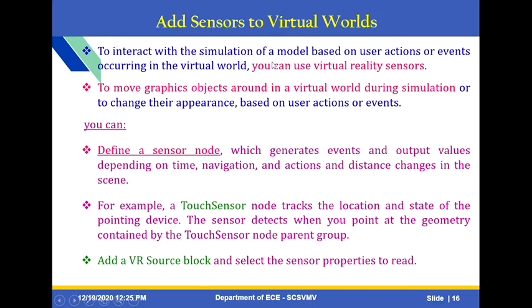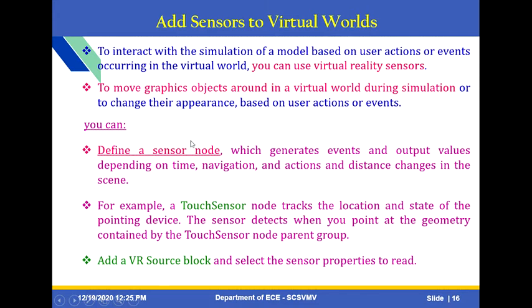In this, to interact with the simulation of the model based on user actions or events occurring in the virtual world, you can use virtual reality sensors. Using the sensor, you can define a sensor node which generates events and outputs values depending on the time, navigation and actions, and the distance changes in the screen. Here, for example, a touch sensor is used to track the location and state of the pointing device. The sensor detects when you point at the geometry containing the touch sensor node's parent group, and add a VR source block and select the sensor properties to read.